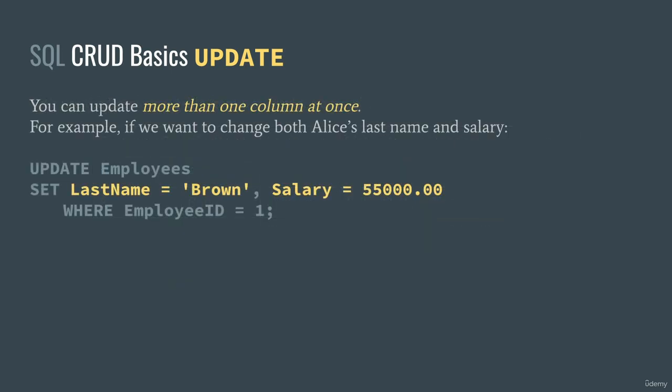You can update multiple columns at once with the update statement. For example, if we want to change both Alice's last name and her salary, we specify each column and the new value separated by a comma.